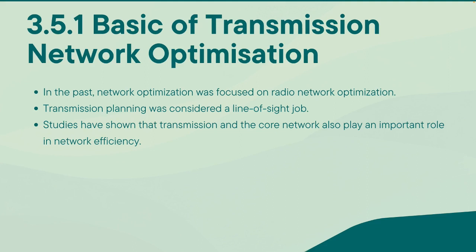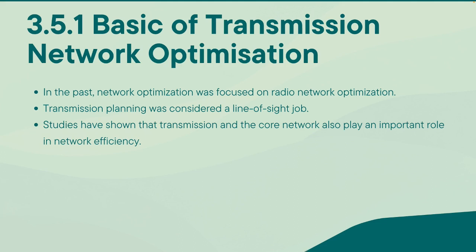In the past, when we talked about network optimization, we focused on radio network optimization. It also involved transmission planning and line-of-sight jobs. And one study has shown that the transmission network is the core and plays the most important role in transmission efficiency, making it more efficient.